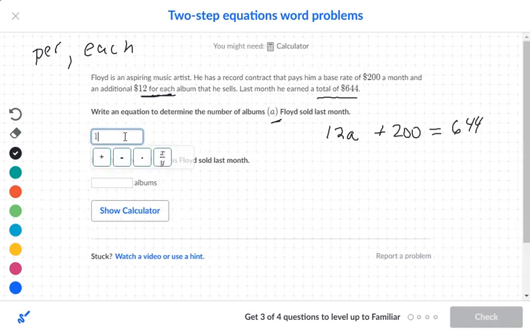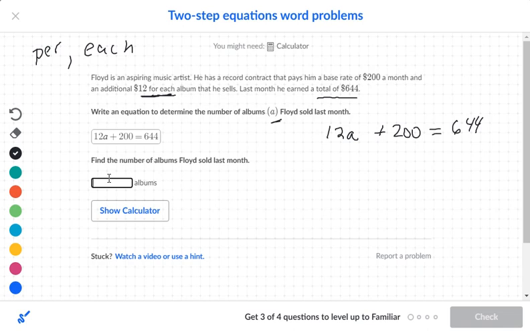So my equation should be 12, letter A, and make sure that you use the proper letter here. Because a lot of students will mess this up because they'll turn around and use an X or something, and Khan Academy won't accept that. So make sure you use the letter they ask for. In this case here it is an A. So we have 12A plus 200 is equal to 644.